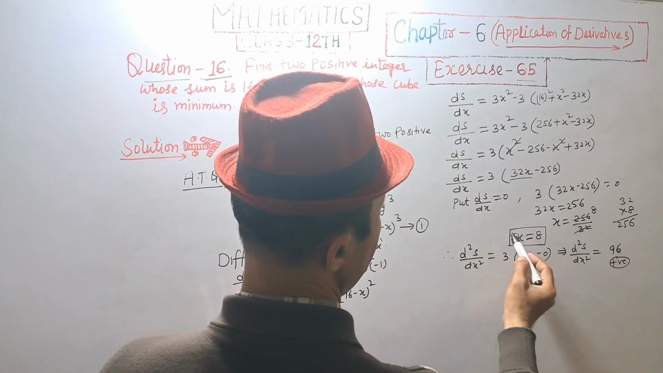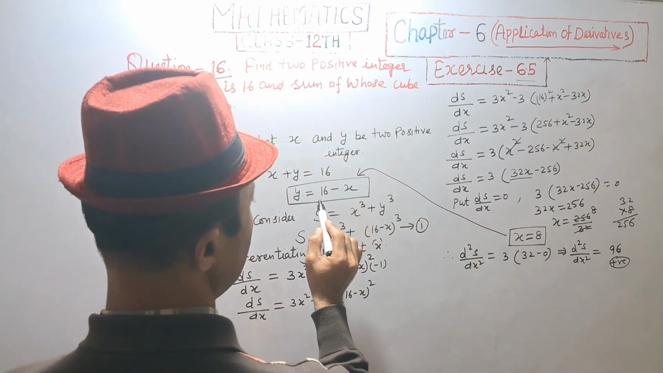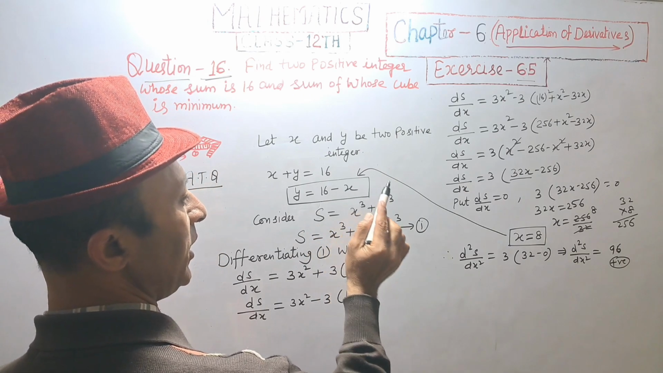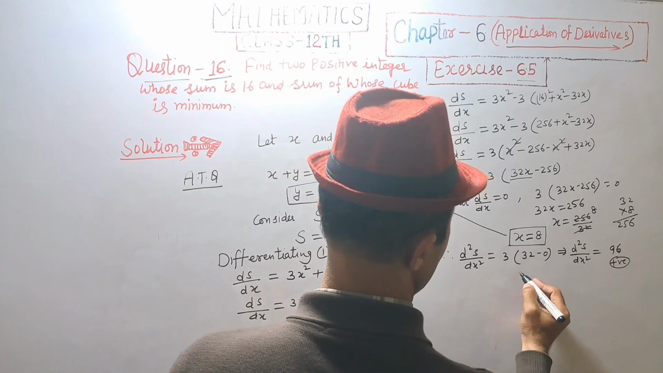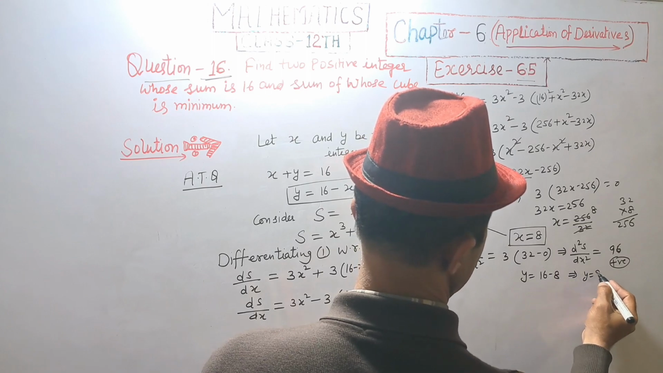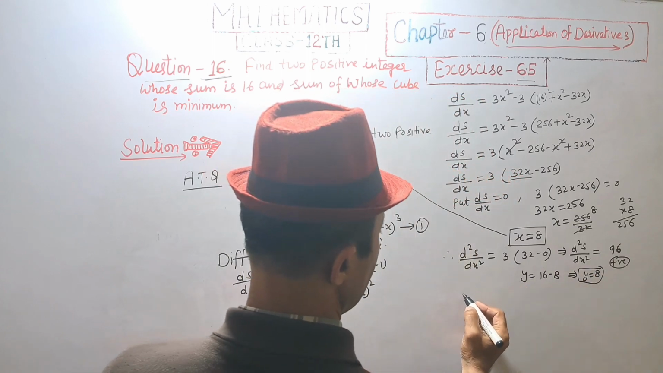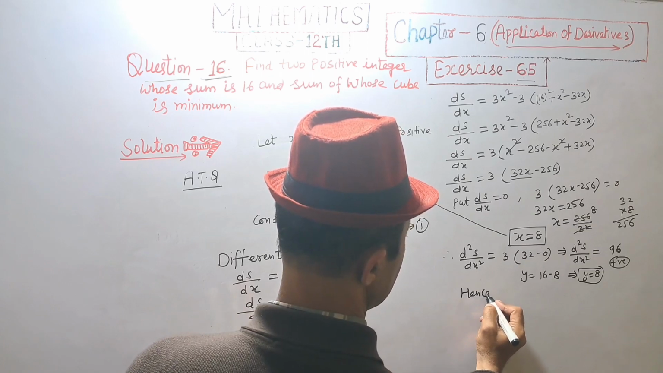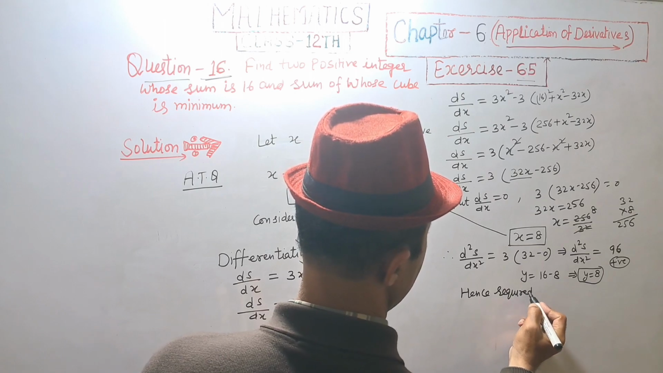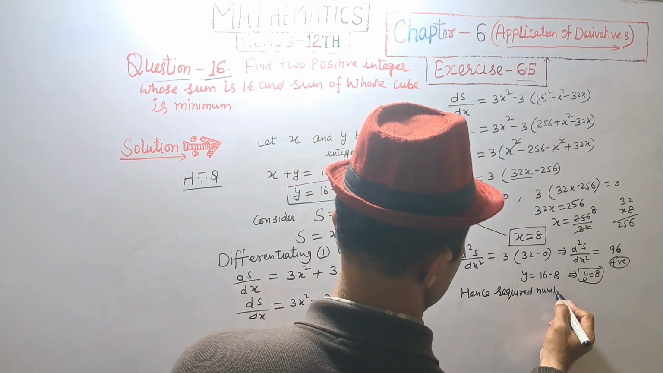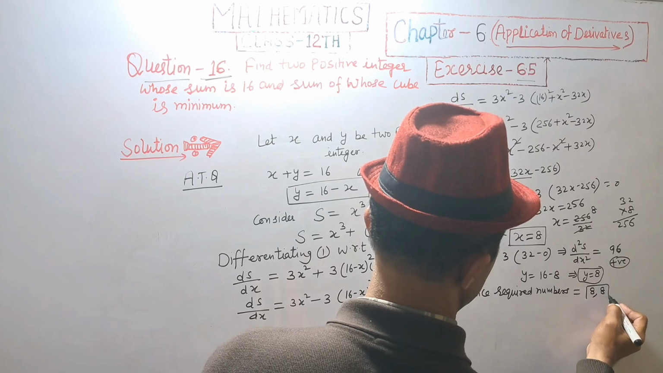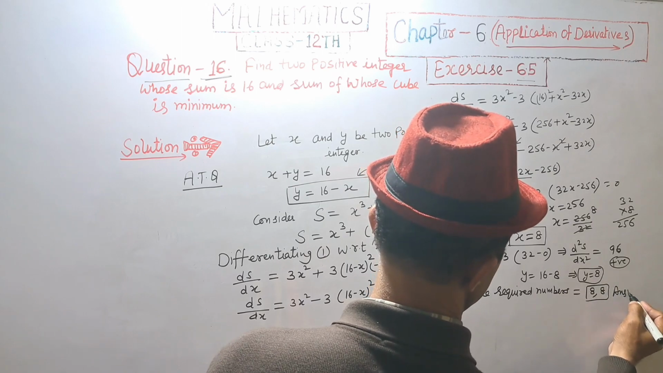We get x is equal to 8 and put x is equal to 8 in here. We get value of y is 16 minus 8, that will be 8. y is equal to 16 minus 8. This implies y is equal to 8. Hence required numbers are 8, 8. Answer.